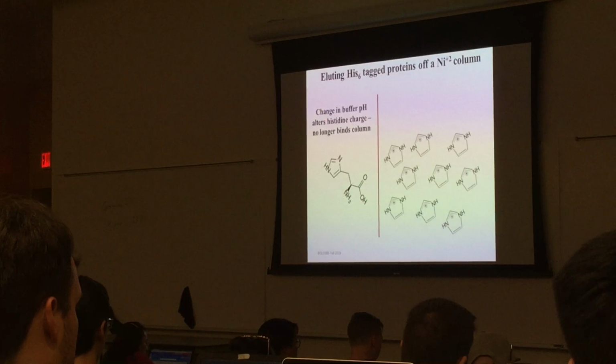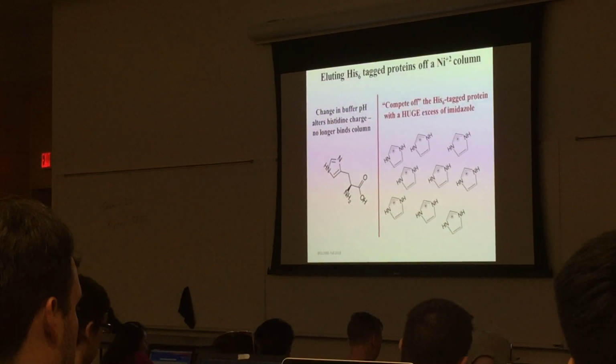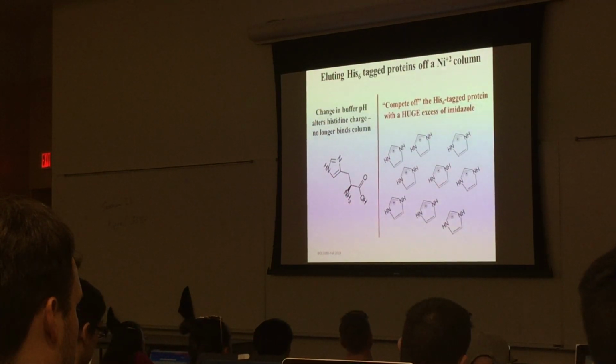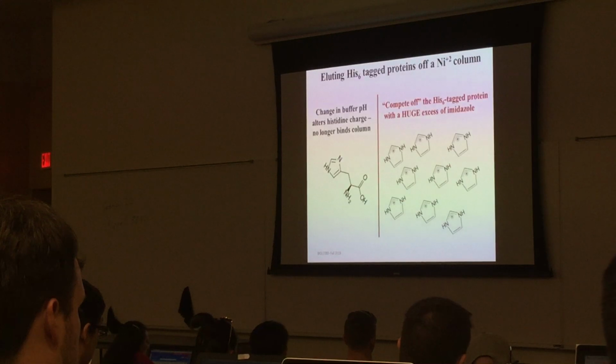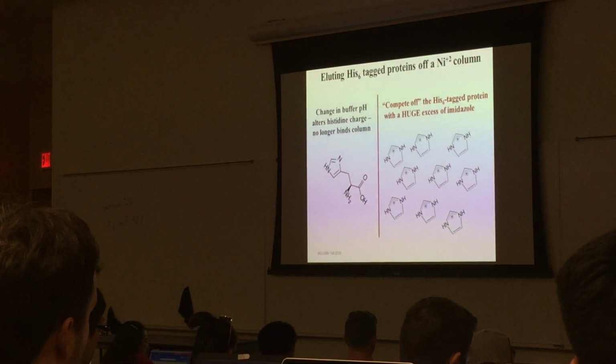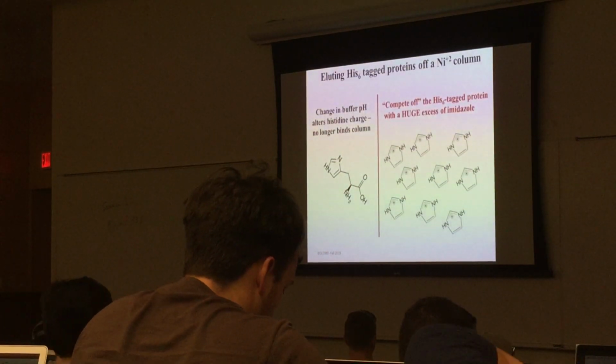So that's one method. The other method is to compete off the His6 tag protein with a huge excess of something that looks like and smells like histidine. Okay, that is to say, something that has very similar chemical properties as histidine, and in this case, it's imidazole. So the more imidazole you add, those proteins that are bound to the column will unbind because of competition.